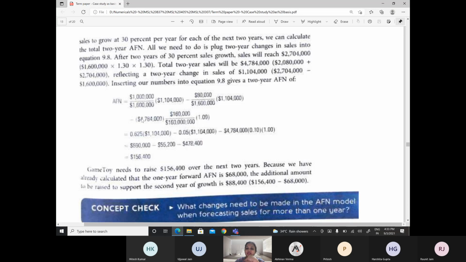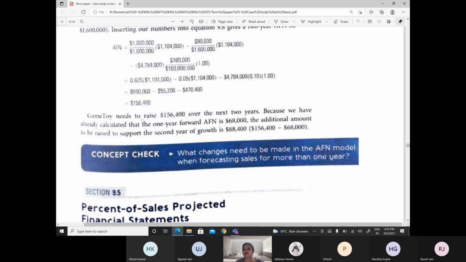After 2 years of 30% sales growth, the sales will reach 2.704 million. That is 1.6 million into 1.3 into 1.3 for the 2 years. Total 2-year sales will be 4.784 million. That is 2.08 million plus 2.704 million, reflecting a 2-year change in sales of 1.104 million. Inserting our numbers into these equations, we will now get a fresh AFN of $156,400. So Game Toy needs to raise 156,400 over the next 2 years.